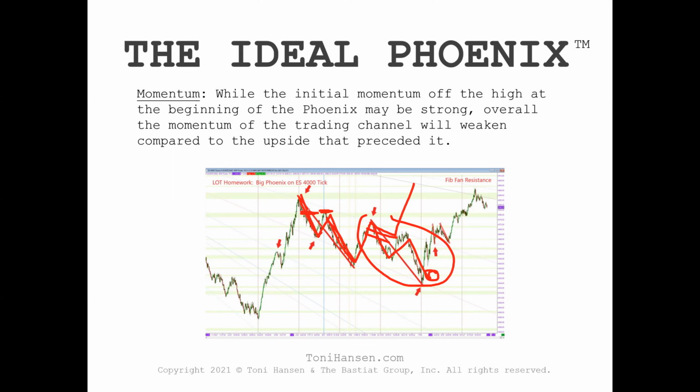So pay attention to this initial pullback and the bounce, because if our channel has enough of a break of this previous low here, then there's a better probability it's going to either do the smaller Phoenix here with a shoulder, or it's going to double it here to here and then break. And which one it ends up doing, you can tell by looking at the momentum. So see how fast this momentum is compared to this upside move.